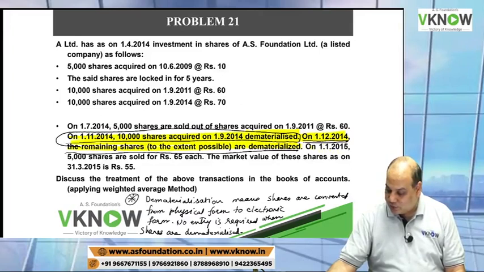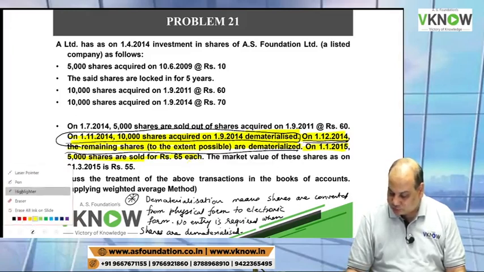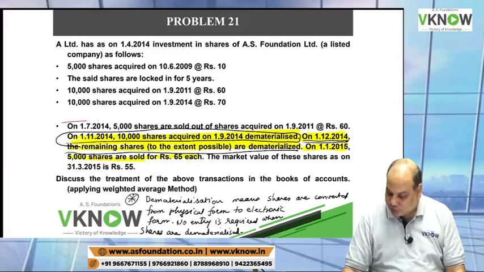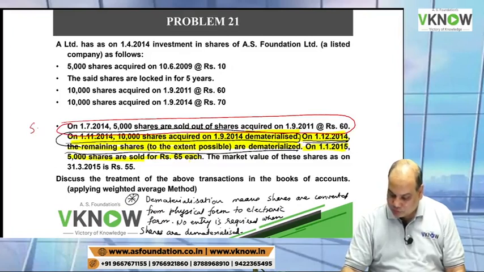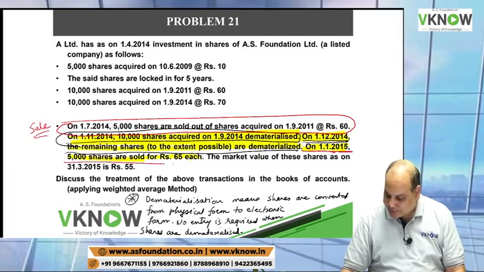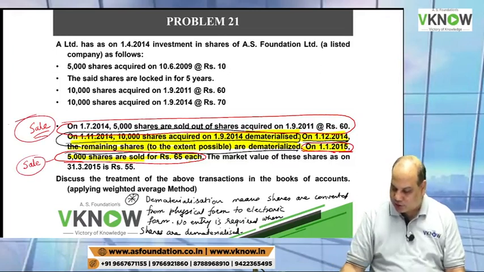Next point. On 1/1/15, 5,000 shares were sold for 65 each. So there are two sale transactions, dear. One, this is a sale transaction, and another one, this one. There are two sale transactions, so you will have to calculate profit or loss on sale two times.